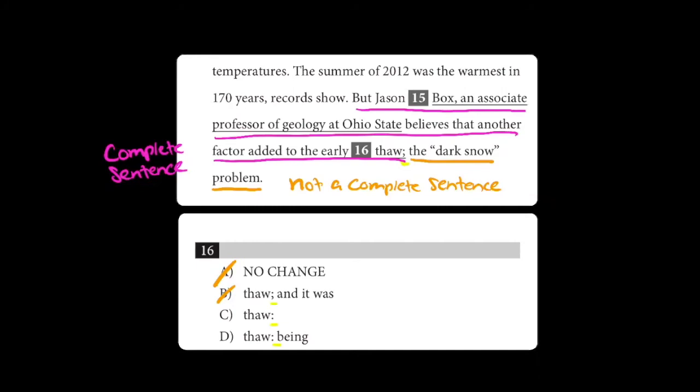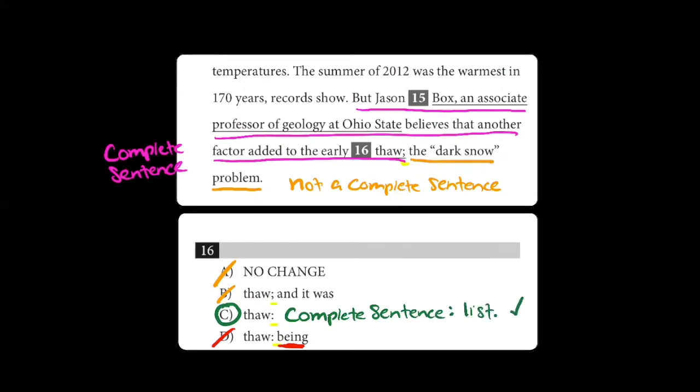Both of these choices have a colon, so they're both going to be a complete sentence followed by a one-item list. The difference is that choice D has the word "being": "being the dark snow problem." And really, that word is totally unnecessary here, and it muddles the meaning of the sentence. "Another factor added to the early thaw, being the dark snow problem" doesn't make any sense. So our answer is going to be C, where we have a complete sentence followed by just a one-item list, or just one idea tacked on at the end. So that's all for this problem.